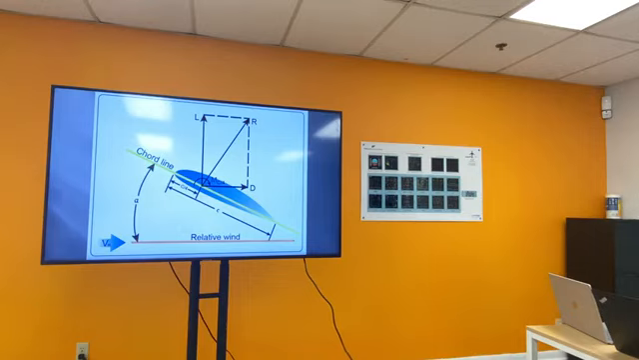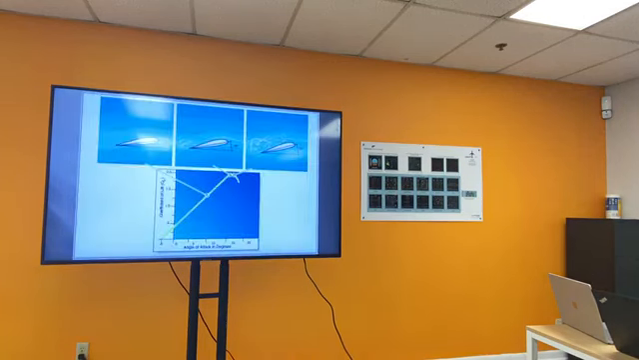Let's take a look at what happens as we increase angle of attack. Follow with me for a second, because on the chart at the bottom, I have coefficient of lift in the vertical scale.